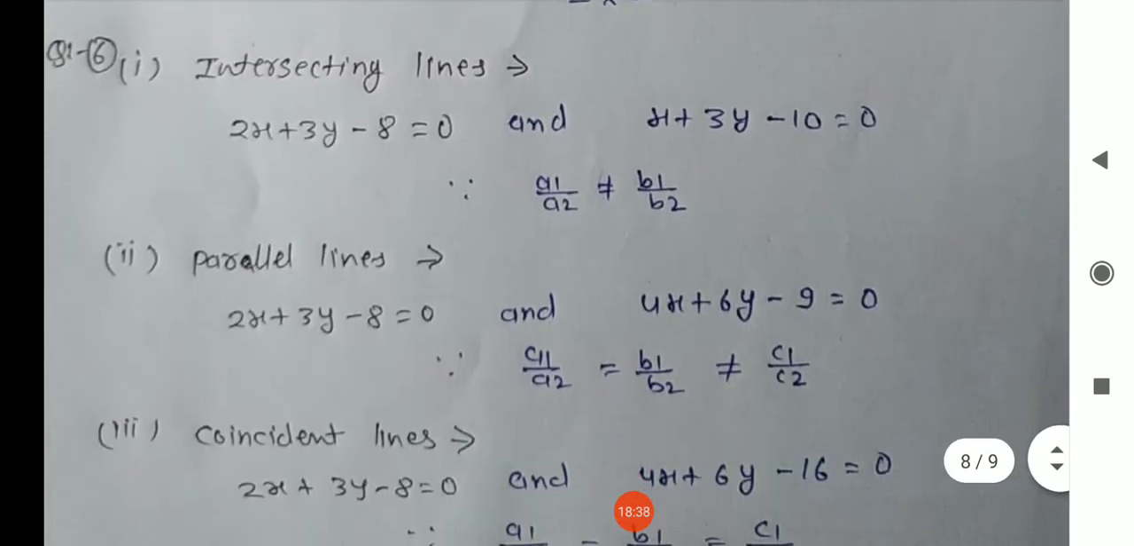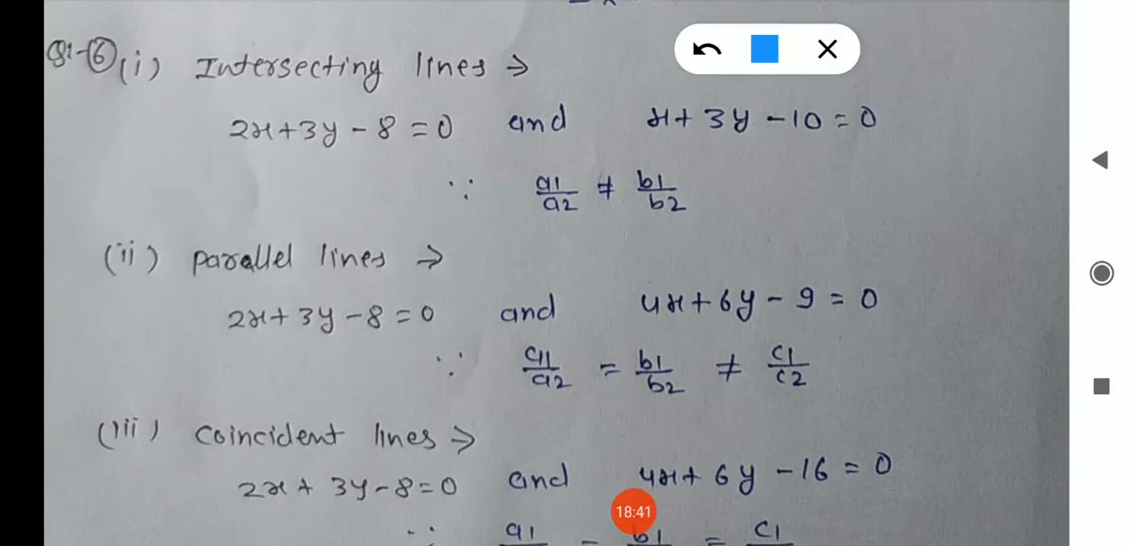Question number 6 says: given the linear equation 2x plus 3y minus 8 equals 0, write another linear equation in two variables such that the geometrical representation of the pair is, first, intersecting lines, second, parallel lines, and third, coincident lines. So for intersecting lines, in this question we take another equation so that we satisfy this intersecting condition.